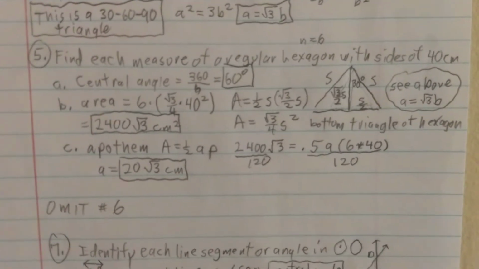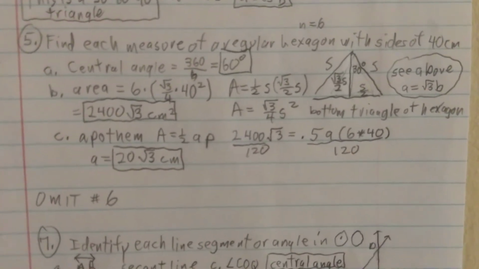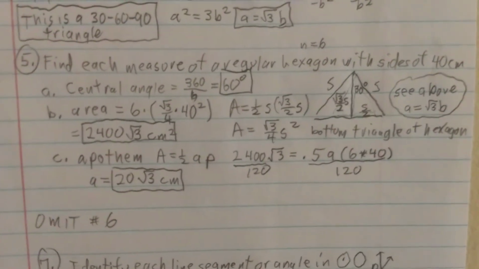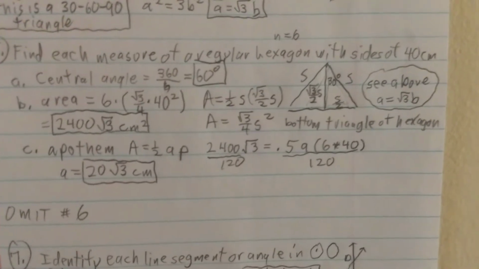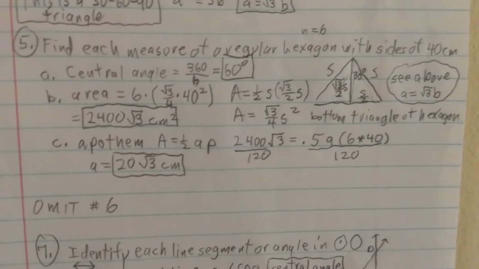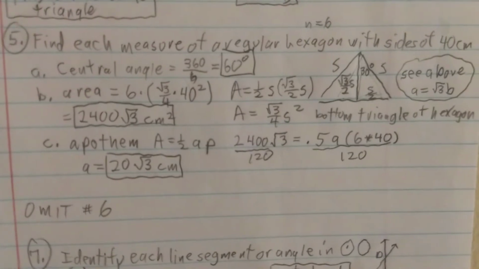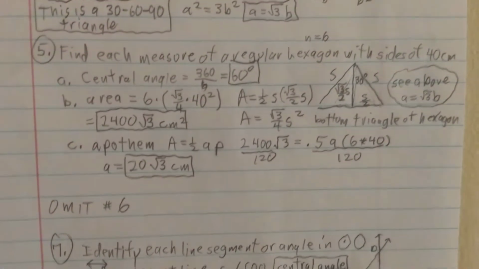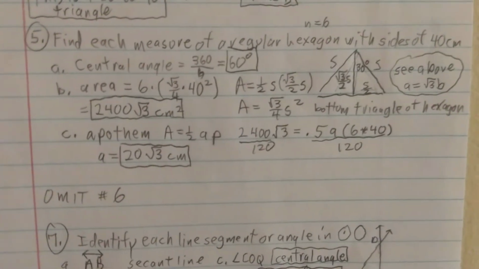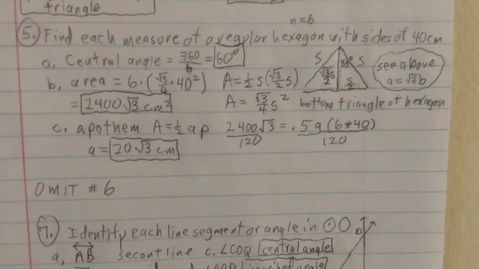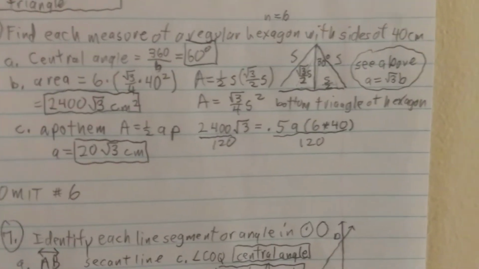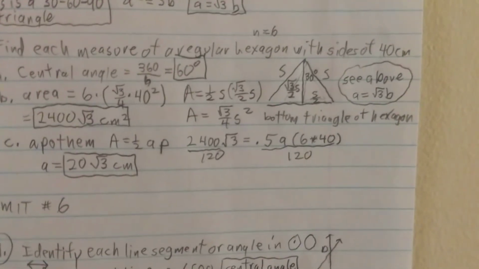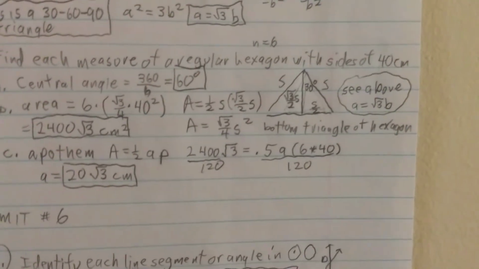Now again, on 5, we're going to use our 30, 60, 90 triangle again, as we'll see. So find each measure of a regular hexagon, n equals 6, with sides of 40. Now, first of all, the central angle for the 6 triangles that we can make as a part of the hexagon is 360 over 6. Now, I always use, as we've used so much in class, the bottom of the 6 triangles, and so we always cut that central angle in half, so we work with half of it, which is 30 degrees there.